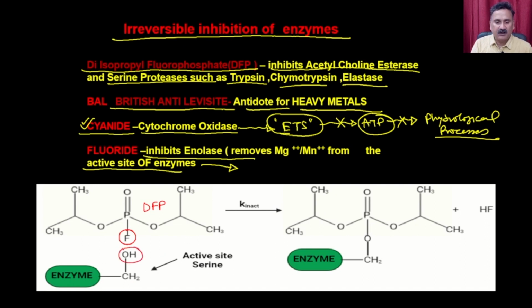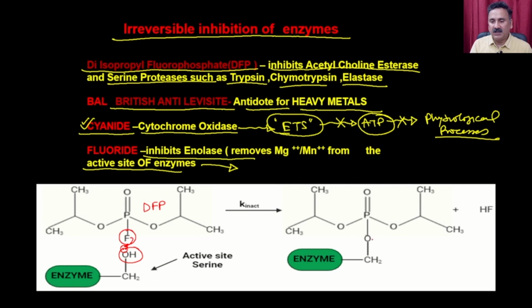So you see the lone pair of electrons here, which is present on the oxygen of the serine. What happens is that when it interacts, the fluorine is actually going to be removed, right? And this fluorine is removed because it is going to be attacked by the lone pair of the oxygen, and as a result, the oxygen is going to make a complex with phosphate.